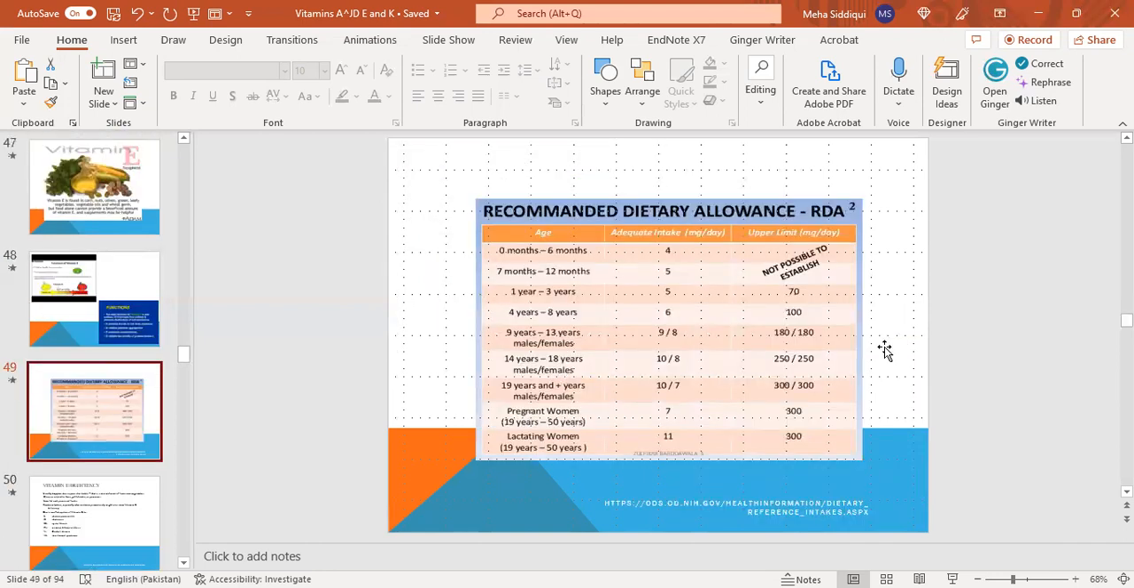So this is the recommended dietary allowance for vitamin E. For 0 to 6 months of age, it is 4 milligrams per day, and then it is 5 milligrams per day up to 3 years of age, and for the age group 19 years and older, it is given as 10 or 7 adequate intake, that is milligrams per day. For pregnant women it is 7 milligrams per day, and for lactating women it is 11 milligrams per day. So this is the chart for the recommended daily allowance of vitamin E.